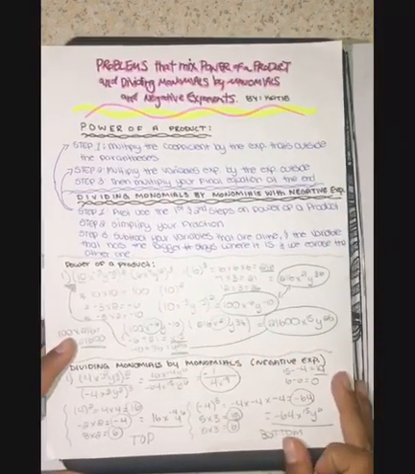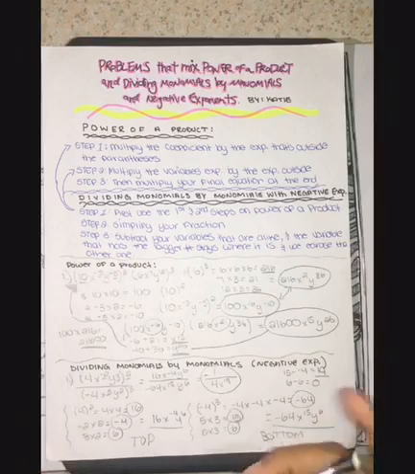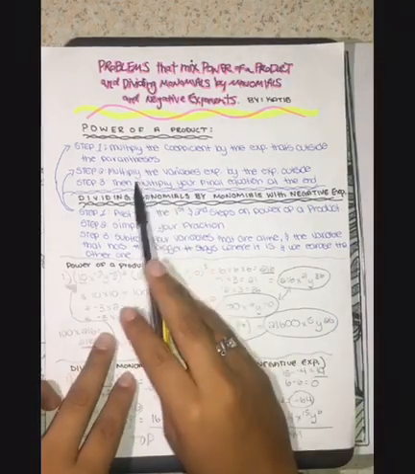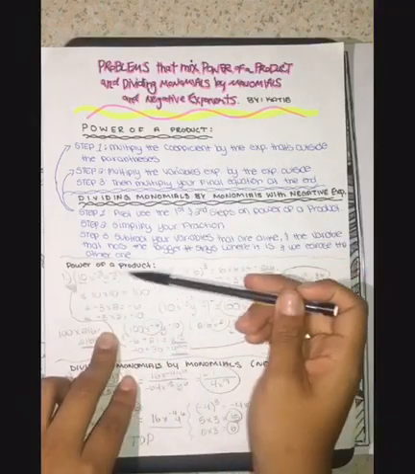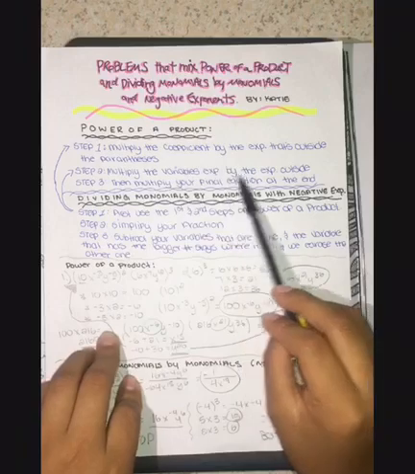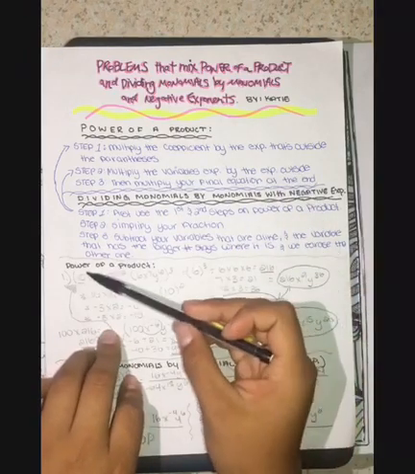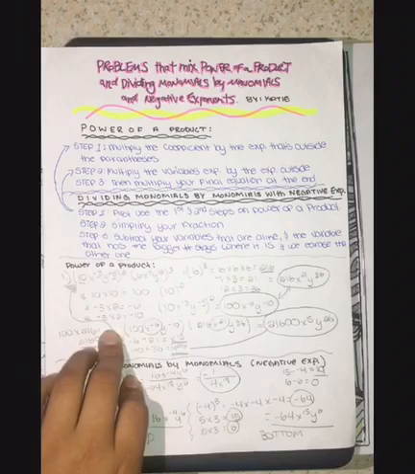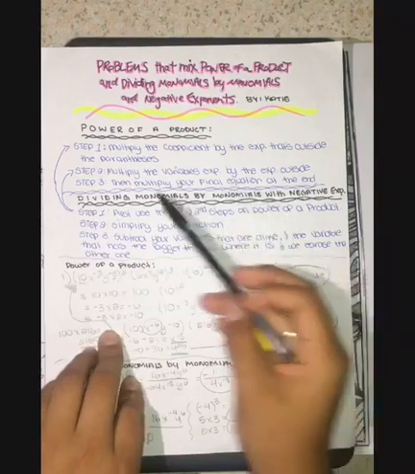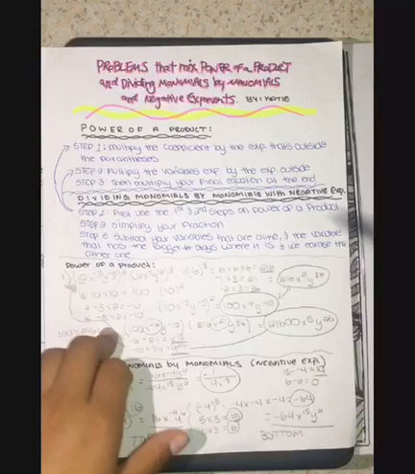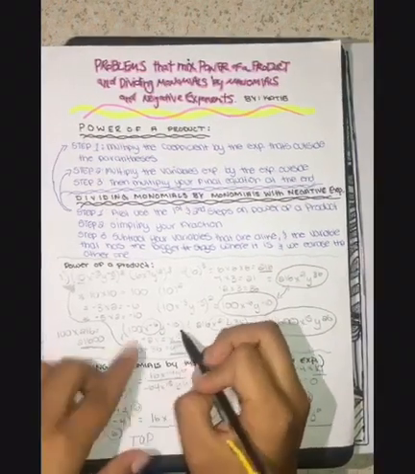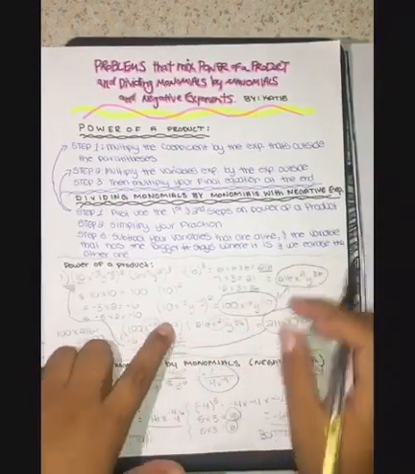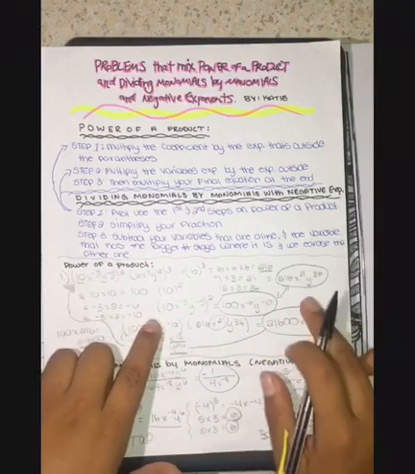Now just a little review of what we have done here. For power of a product, step 1, we multiply the coefficient, which is the number, by the exponent that's outside the parentheses. Step 2, multiply the variable's exponent by the exponent outside. Step 3, we multiply our final equations that we got here together to get this final equation.